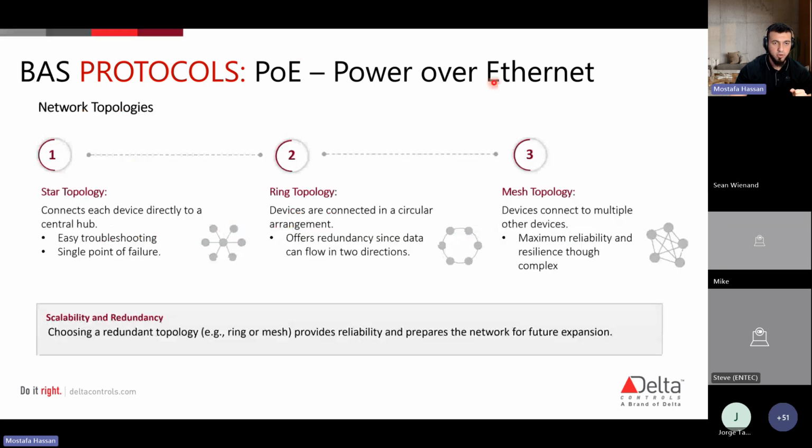This is not for power over Ethernet. That's a glitch on my end. So this is just different ways that you can wire things in a building automation system. And this will depend on, again, your budget. It will depend on what you're trying to do.